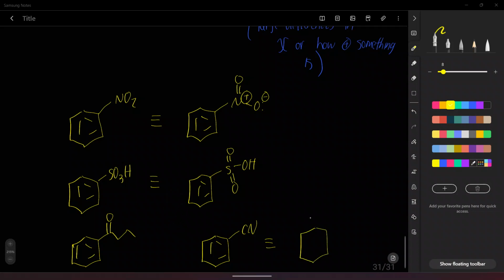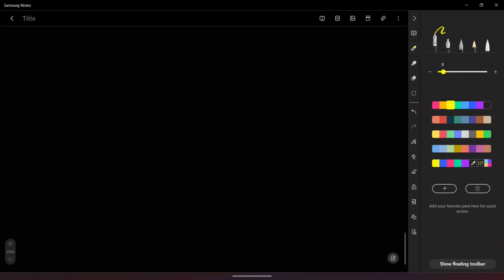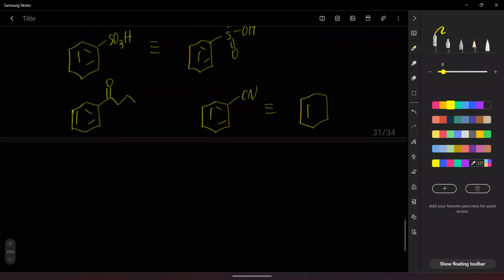Come on. Alright, hold on, give me one second, because I need to figure out how to add a new page, and this thing's not letting me add a page. Dude, come on. Alright, now it let me add a page.